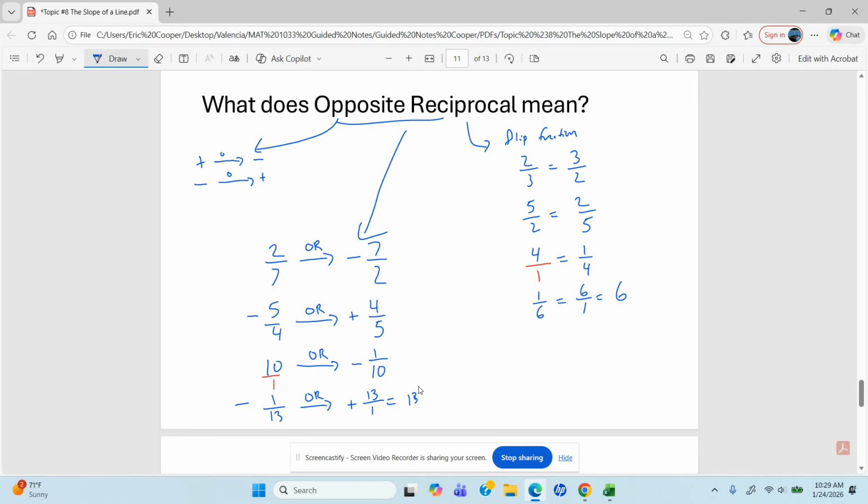So for an opposite reciprocal, we flip the sign and we flip the fraction as we do it. All of these values here would represent values of lines that would be perpendicular to each other. So when we're looking for parallel lines, we're looking for the same slope. And when we're looking for perpendicular lines, we're looking for opposite reciprocals.